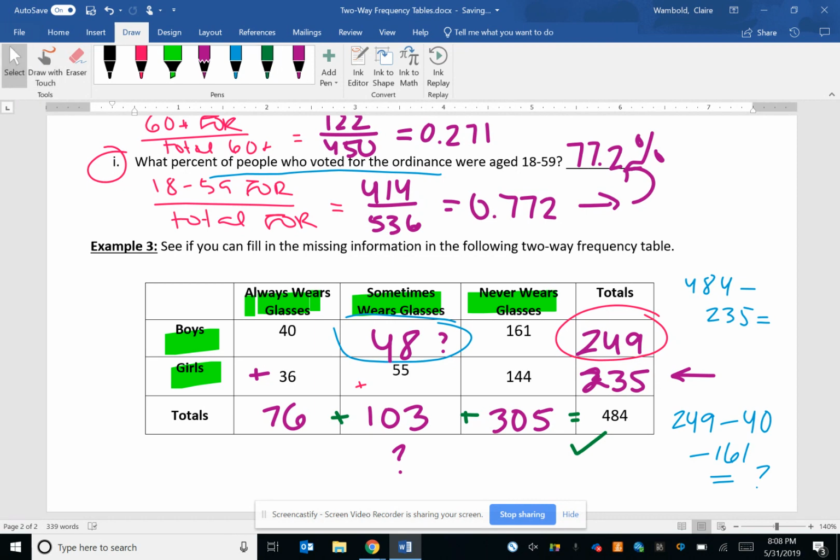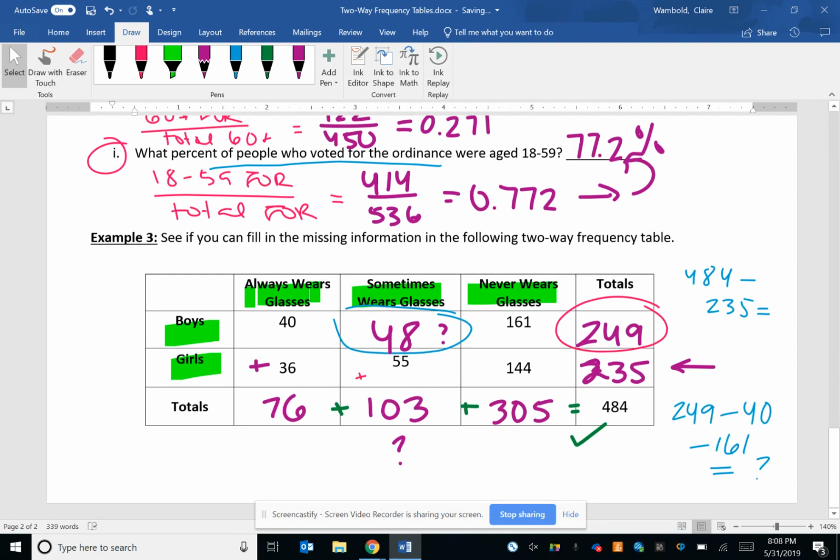From here, if you needed an additional challenge, you could ask yourself some questions like, what percent of the students always wear glasses? What percent are boys who never wear glasses? There's a bunch of different ways we could break down this data. So if you're up for the challenge, I'll leave that to you.